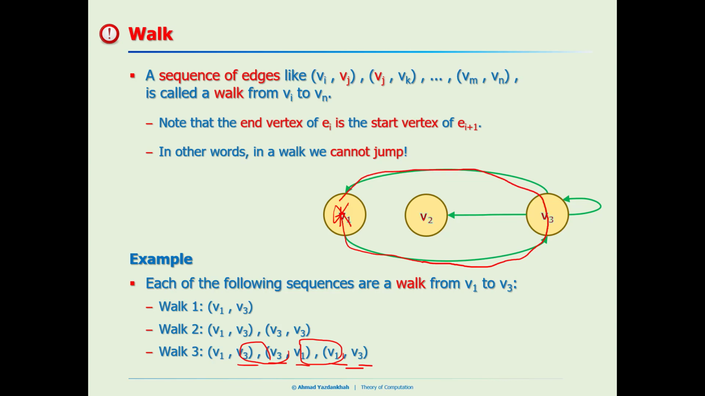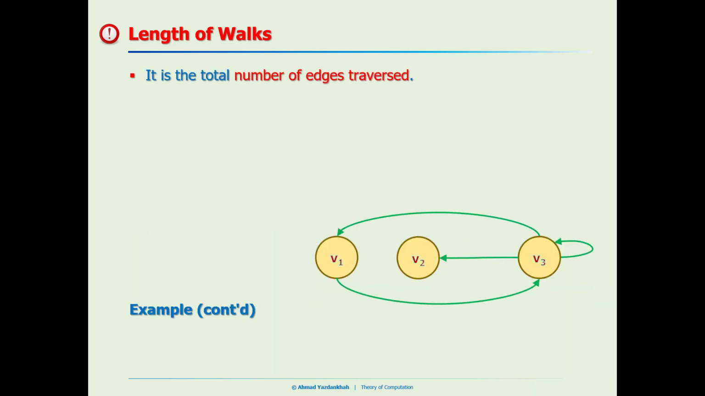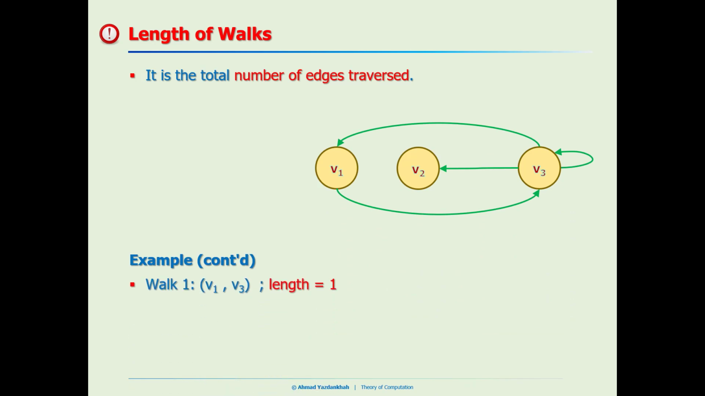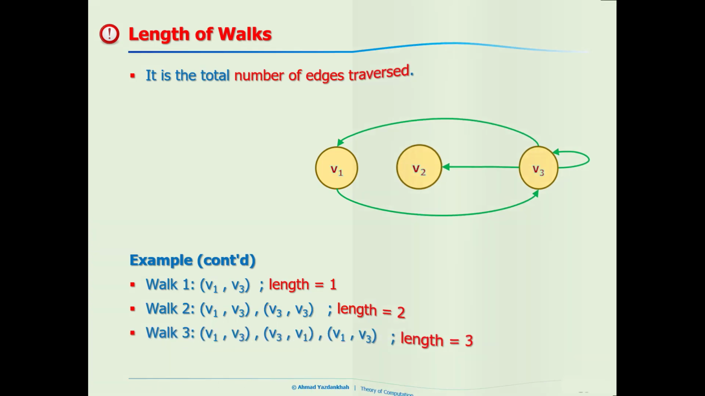All right. Okay. So what is the length of a walk? The length of a walk is the number of edges that we traverse, right? In the previous examples, the length of V1 to V3 is 1. So you just need to count the number of edges. Here we have 2, and here we have 3. So you should be careful that first, you need to know that it is a walk, and then try to count the number of edges.